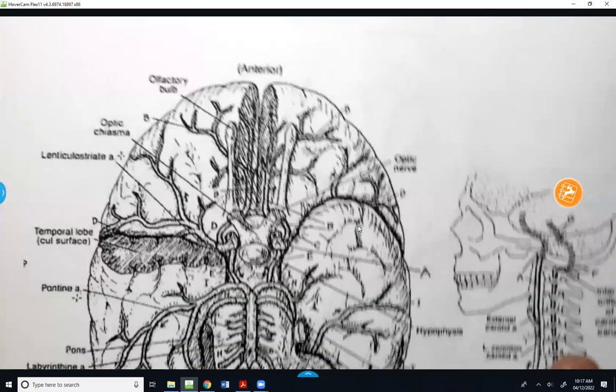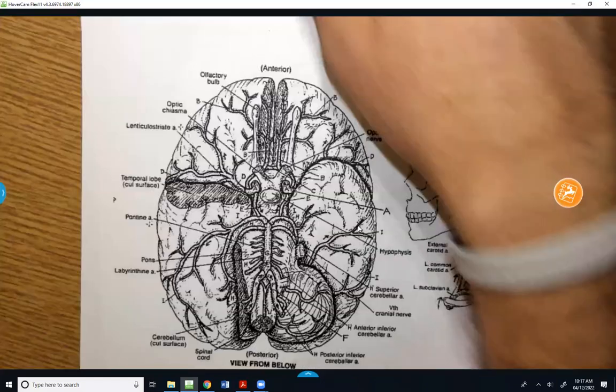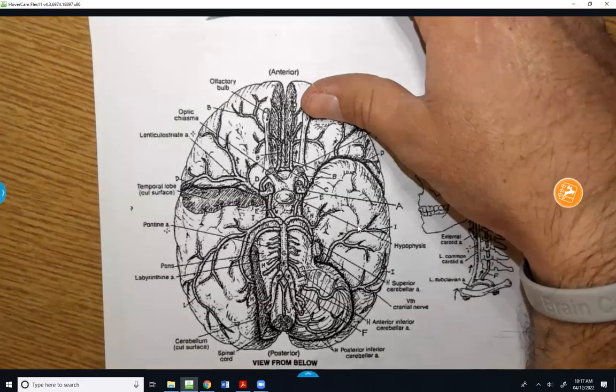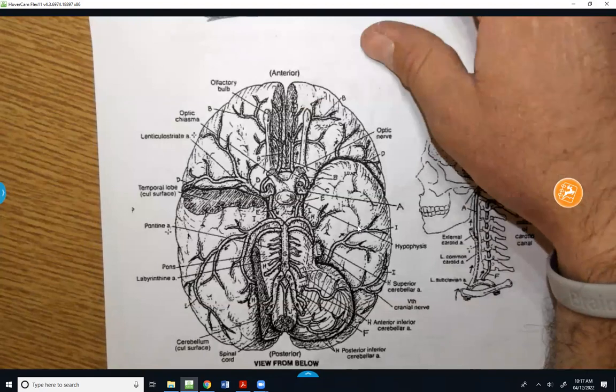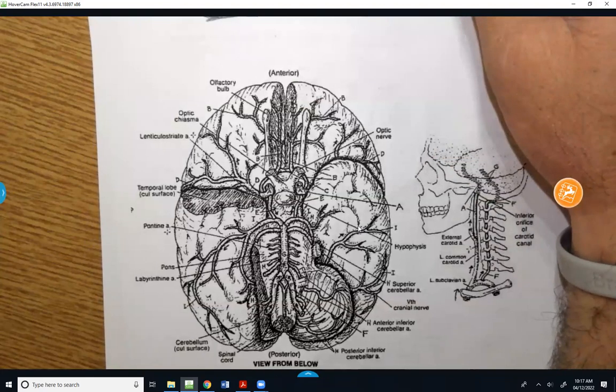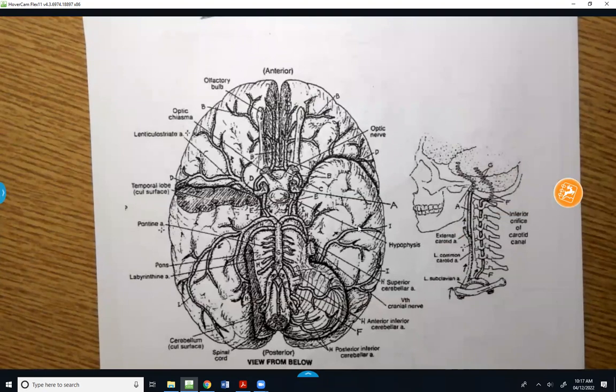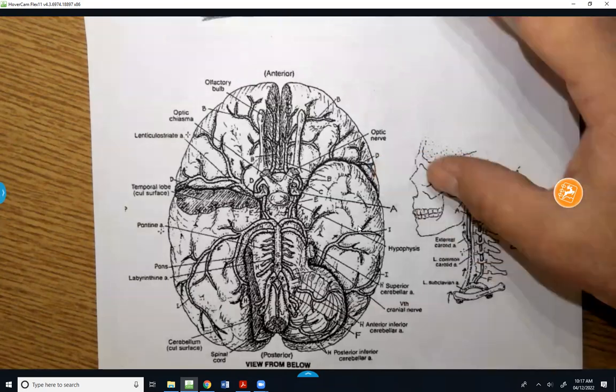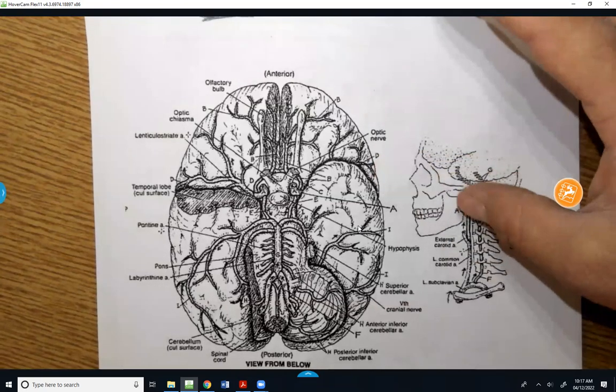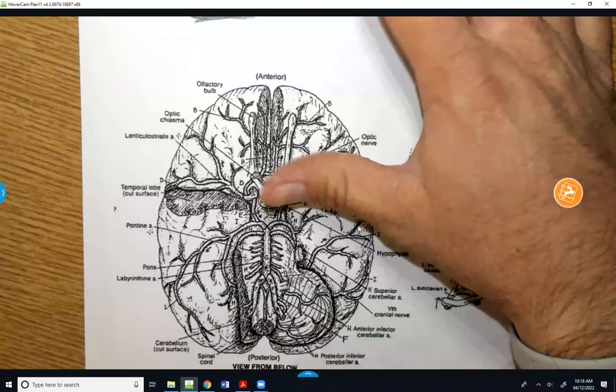Okay, now what we have is basically a view of the brain upside down. So it's been removed from the head, plopped on a table upside down. Over on the right, we've got a view of the head and neck. This time it's on the left side. So I'm going to color this one just for a couple of things, but this is the one that you're going to want to focus on.